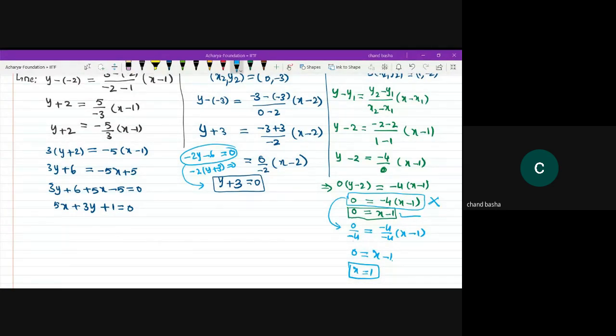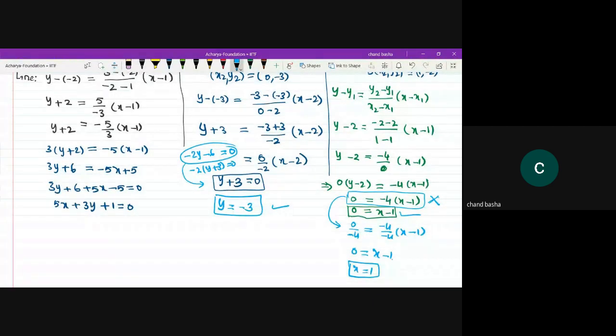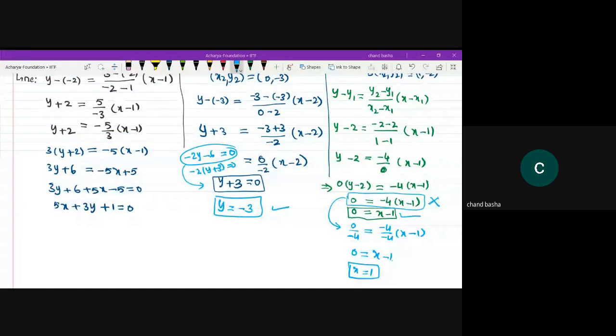Can you write y is equal to -3? Absolutely, y is equal to -3. You can write y is equal to k, that we have already written. This is also correct, because you already know that the equation of the line parallel to the x-axis means y is equal to k. Yes, you can write the k value as -3.